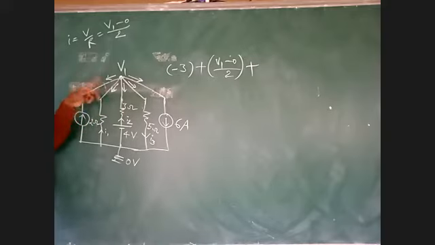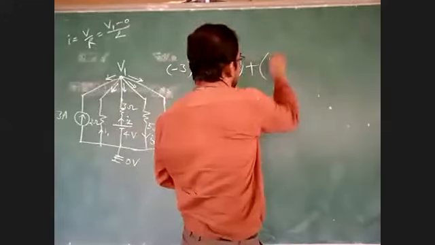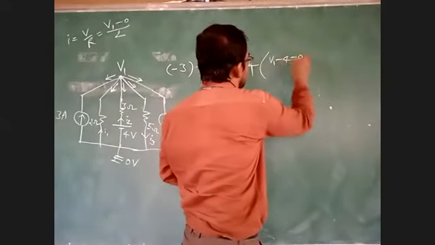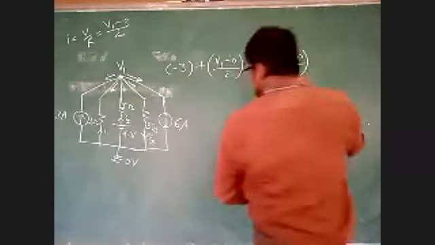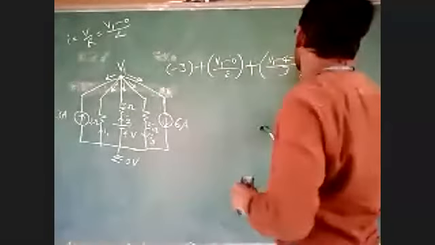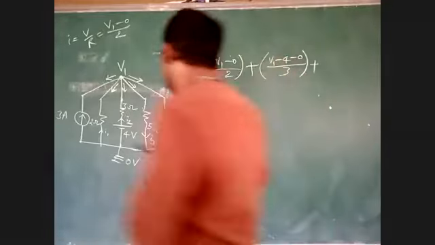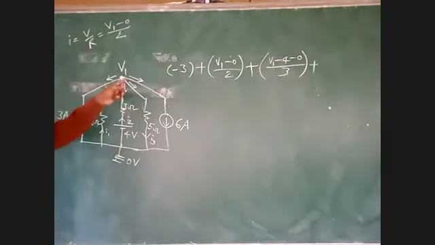This arrow is completed. Now come to this arrow. This arrow is moving from V1 to 0, so we write V1 minus 4 minus 0, divided by 3. Plus, in the next case, this arrow.